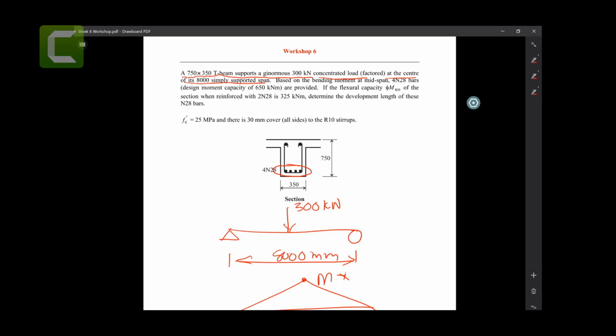So for that, we already know these 4 N28 bars that come from your bending checks for the design capacity. If the flexure capacity for the section with reinforced 2 N bars is 325 kilonewtons, you have these 2 N28 bars sitting here, 2 bars at 325 kilonewtons. So we are determining the development length of these N28 bars.